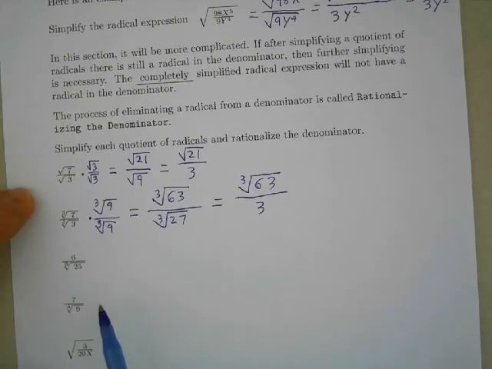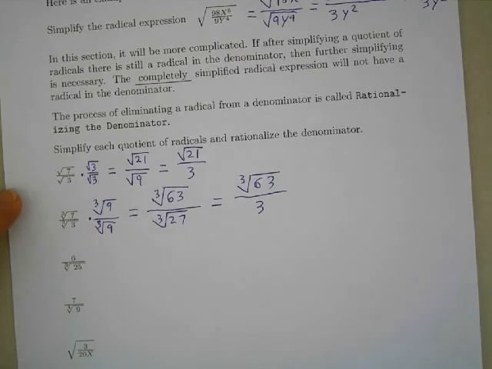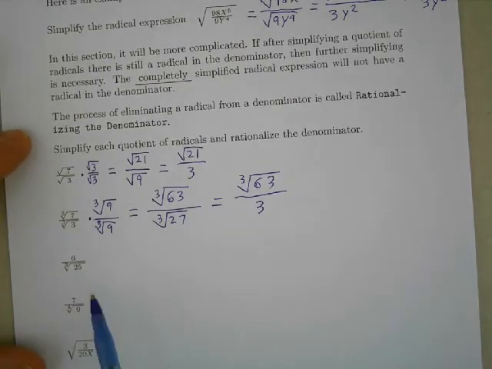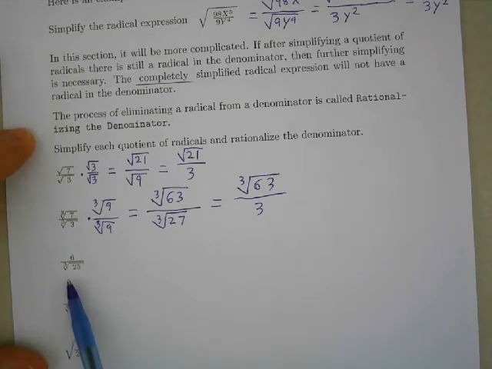Okay, so all of these examples have the same idea. We just have to analyze what we see in the denominator and then multiply by 1 in the appropriate form. So in this one, we have 6 divided by the cube root of 25.